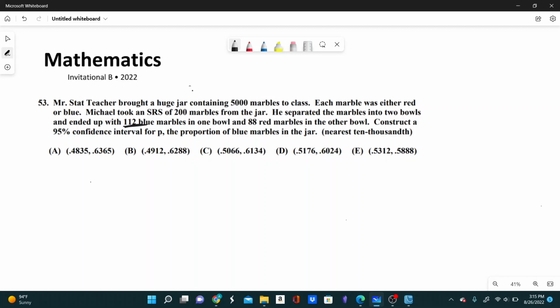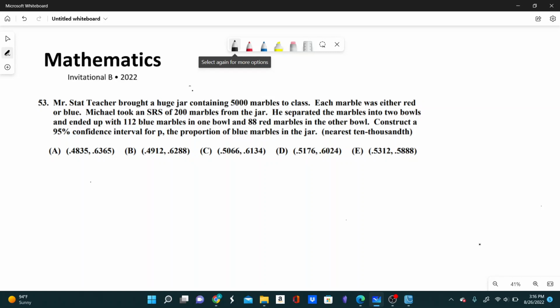So like say the answer was C, which I don't know if it's C. We're going to work out the problem eventually. But say the answer was C, then we would be 95% confident that somewhere on this interval from 0.5066 to 0.6134, the mean would be somewhere between there. So let's see how we can do this.